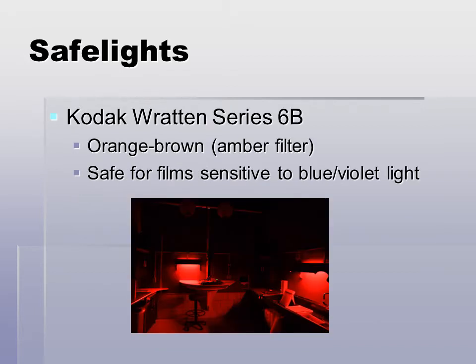The Kodak Wratten Series 6B. This one is orange-brown and has an amber filter. It's safe for films sensitive to blue-violet light. So again, for test purposes, you might want to know the difference between the different types of safe lights.